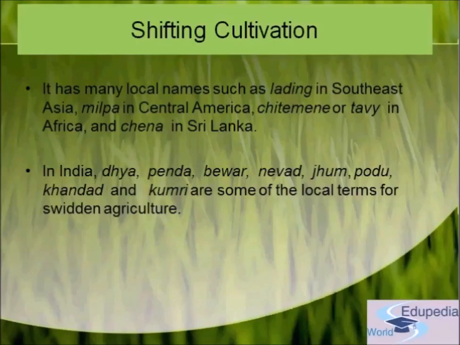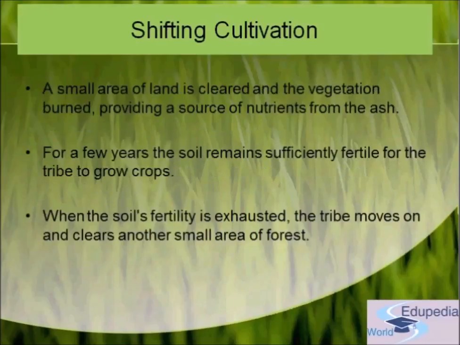It has many local names, such as Lading in Southeast Asia, Milpa in Central America, Chitemene or Tavy in Africa and Chena in Sri Lanka. In India, Dhya, Penda, Bewar, Nevad, Jhum, Podu, Khandad and Kumri are some of the local terms for swidden agriculture.